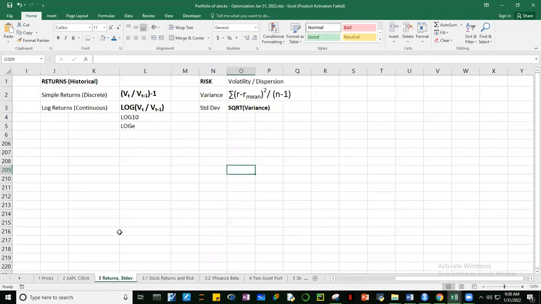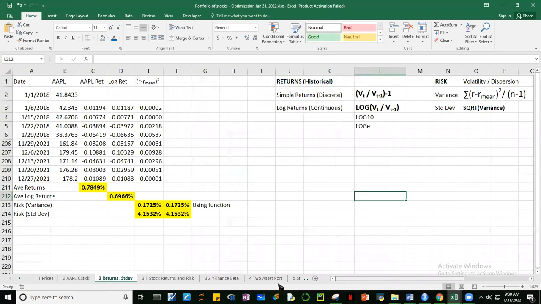Also, we learned how to compute for returns. We said that we either have the discrete return, which is simply the value at time t over time t minus 1, and also the log returns or continuous returns, which we said is more used in finance. Then we learned how to compute for the variance, for the risk of the asset.